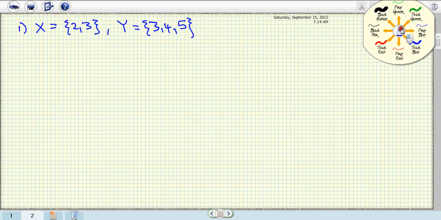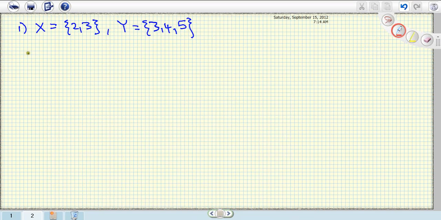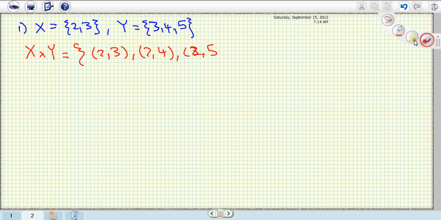Okay, let's use another color here. So the Cartesian product of x and y equals, yes, right, it's 2 and 3, 2 and 4, and 2 and 5. Sorry, I'm gonna erase this. So it's 2 and 5.